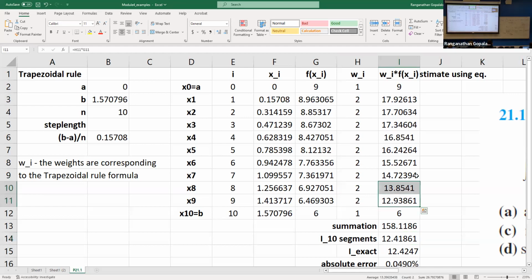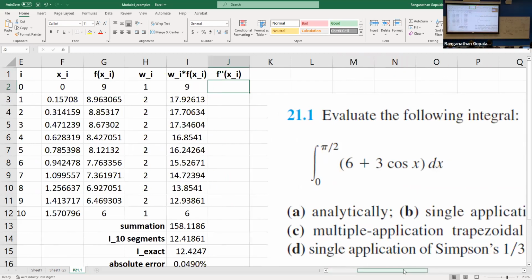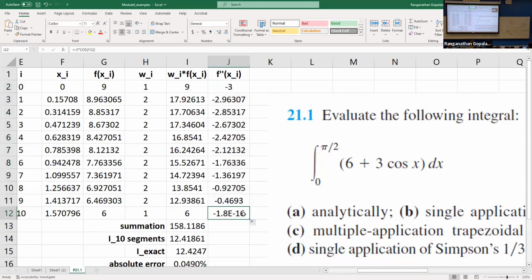Okay, so I'm going to now compute f double prime of xi. What is f double prime of xi, given that our function is 6 plus cos 3x? What is the second derivative of this? Minus 3 sin x, and then minus 3 cos x. So it's simply minus 3 cos x, right? So that is equal to minus 3 times cosine of xi. And then drag it down. So the second derivative of the function evaluated at each grid point, that is your second derivative estimates.